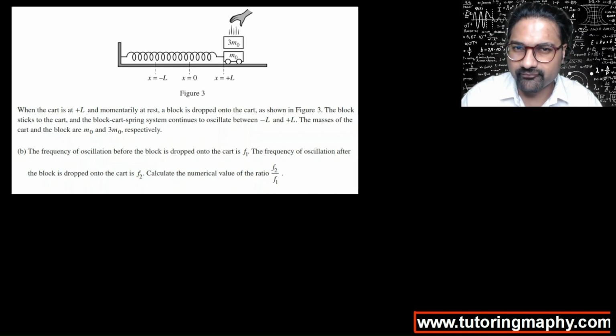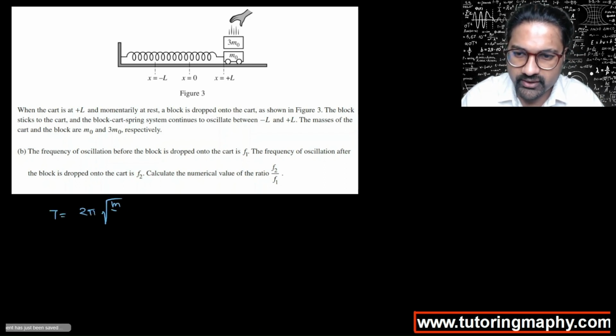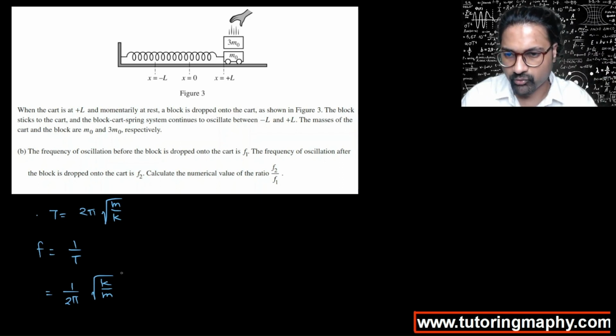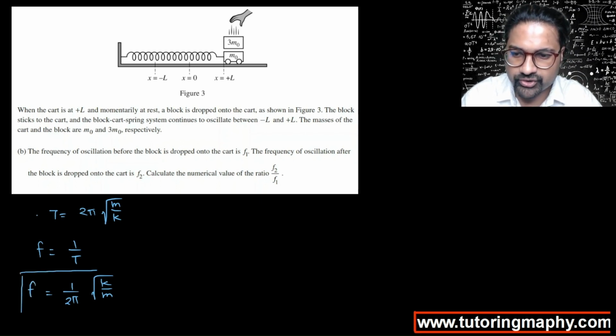Let's remind ourselves, what is the formula for the frequency of a spring mass system? Well, I do remember the formula for the time period. It's 2 pi root m over k. So obviously the frequency is just going to be 1 over T, right? So it's 1 over 2 pi root of k over m, because I just took the reciprocal, right? So 2 pi came in the denominator and m over k became k over m with a square root over it, right? So this is the usual formula for the frequency.